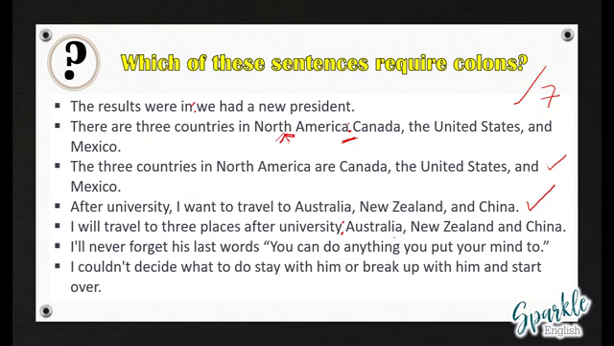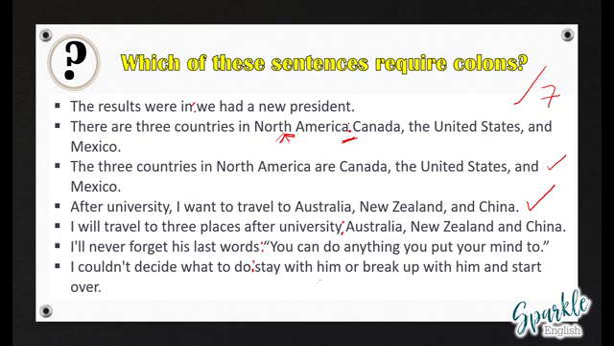I'll never forget his last words: you can do anything you put your mind to. Here we're going to put a colon after "words" because we have a full sentence that introduces the quote. And the last one: I couldn't decide what to do: stay with him or break up with him and start over. Here we're going to put a colon after "do."